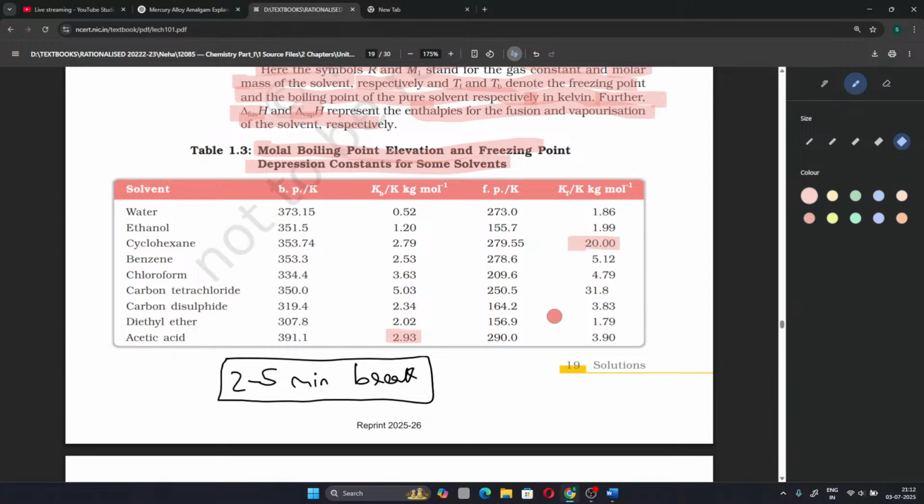No, wait, no, it's not acetic acid here. The ebullioscopic or the molar elevation constant, the highest we see in carbon tetrachloride. Carbon tetrachloride, 5.03, and the highest cryoscopic constant we see in case of cyclohexane, which is around 20.